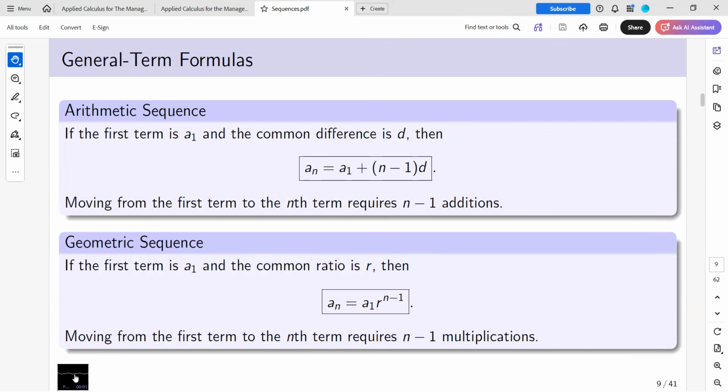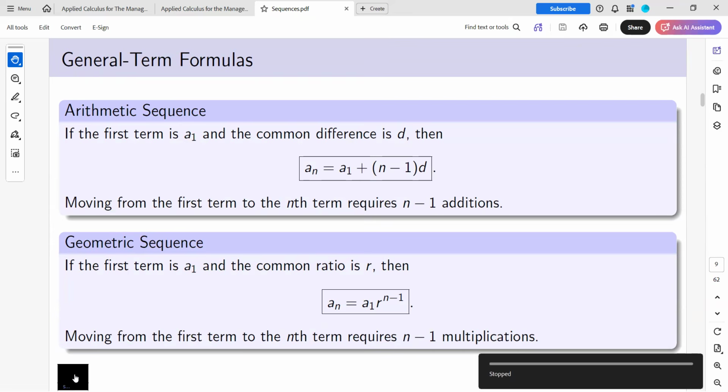Both formulas use n-1 because the first term requires 0 moves from itself. Arithmetic motion uses repeated addition, while geometric motion uses repeated multiplication. The first term refuses to commute to work.